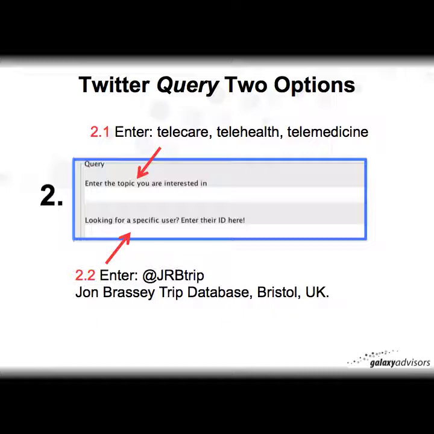And then I'm suggesting you could also, in section 2.2, enter a user ID. So for example, I'm going to enter @JRBTrip, which is John Ambrasi, for the TRIP database, which is Turning Research into Practice, and he's located in Bristol in the UK. So these are a couple of the query options here.